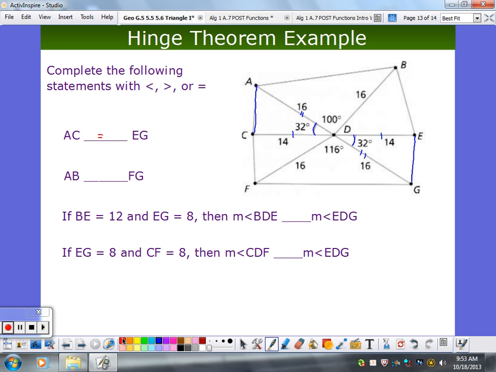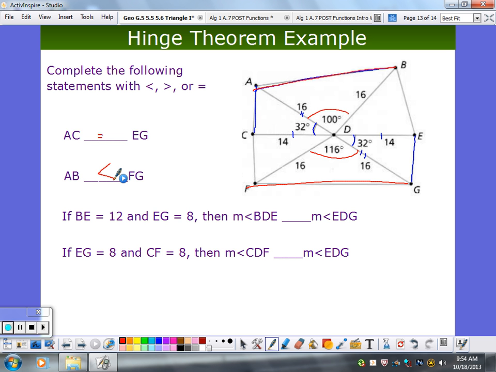Now, if I'm looking at AB and FG, okay, AB to FG. Am I in a Hinge Theorem situation? 16, okay, so the sides are the same. I'm going to look at my angles now. Who opened the door wider? Yeah, so FG is bigger, but wait, how is it phrased? AB and FG. So AB, is it bigger than, equal to, or smaller than FG? Smaller, right? Less than. Does that make sense? That's what we're doing here.